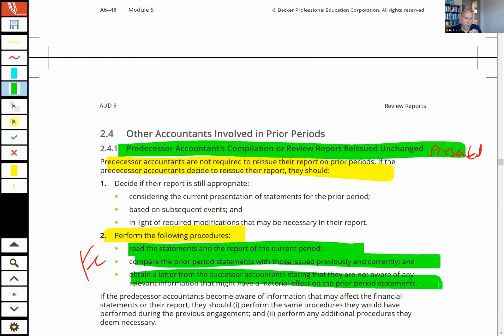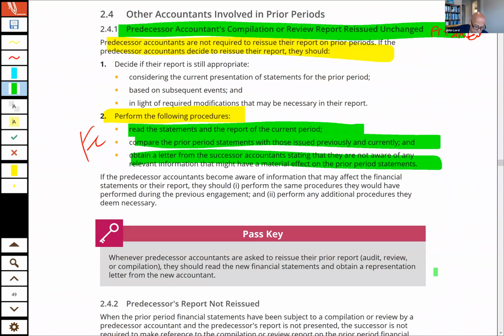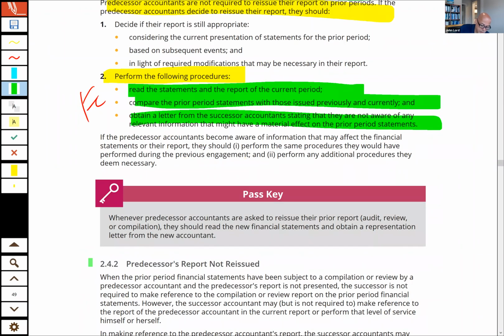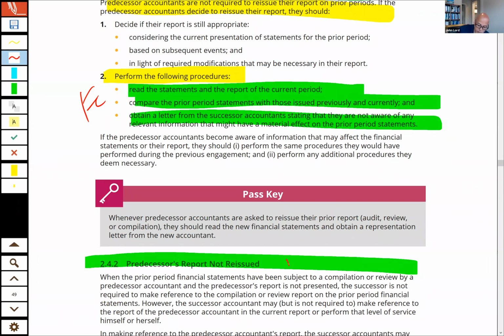report. It sounds very similar to what we said where we're trying to present the report of a predecessor in an audit. The key difference here is that for an audit, we also got a representation letter from management saying that they weren't aware of any changes that needed to be made in the predecessor's report. Here, we don't do that. We just get the letter from the successor. Okay, now remember, we said, hey, you don't have to present the predecessor's report. So here now, the predecessor's report is not presented.